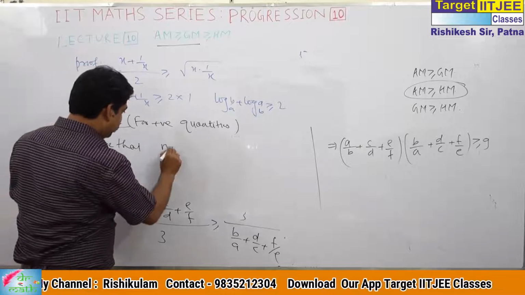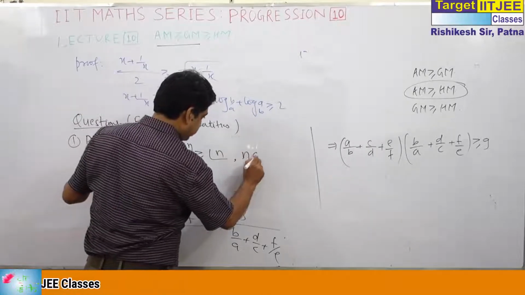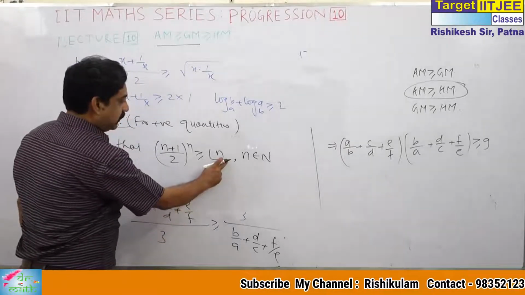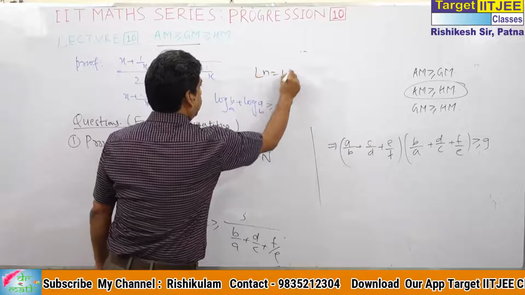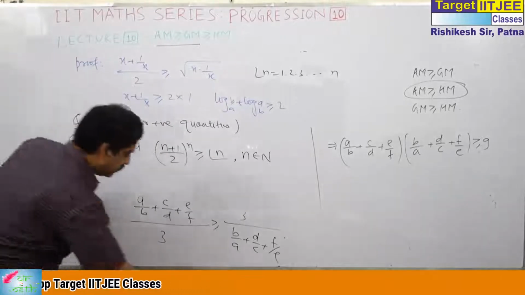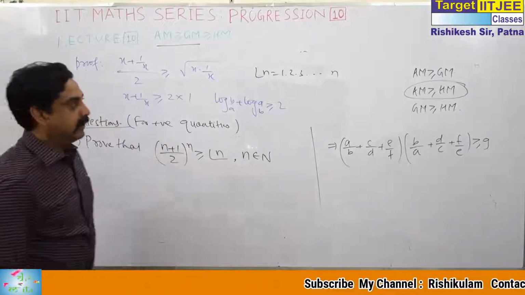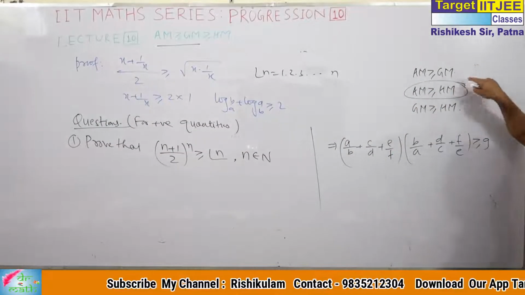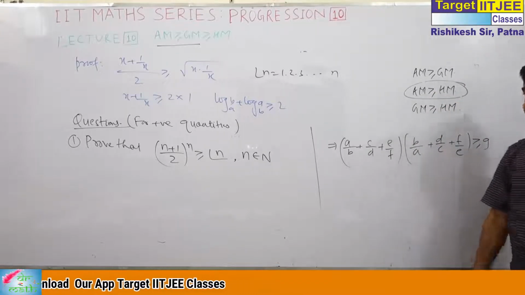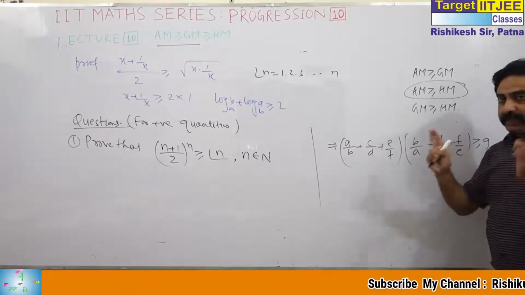Prove that (n plus 1 by 2) to the power n is greater than or equal to n factorial, where n belongs to natural numbers. Now, I think you know n factorial. What is n factorial? 1 into 2 into 3 up to n. So, first of all, make a pause and think about two points. Which one will be applied? AM greater than or equal to GM, AM greater than or equal to HM, GM greater than or equal to HM, and in which quantities are they applied? Before moving further, make a pause and do it.